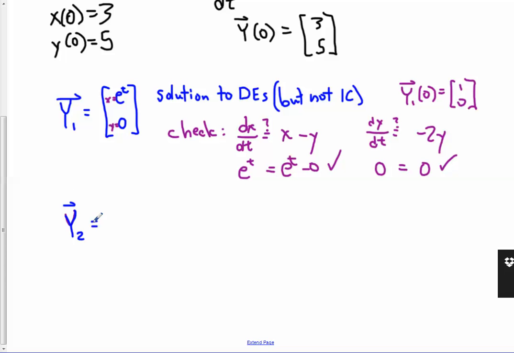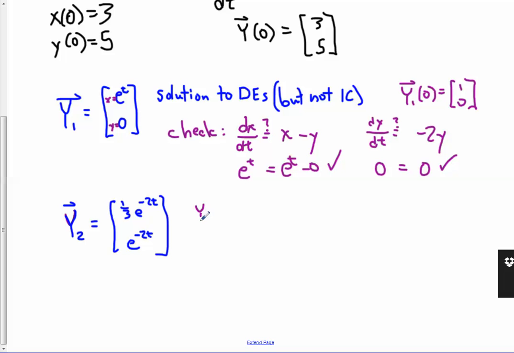Y2, and it's going to be 1/3 e to the negative 2t for x and e to the negative 2t for y. But I'm choosing to write these in the matrix form. I don't have to. I could have written x equals this, y equals that in both of these cases without putting brackets around them. Either way, the matrix notation is just an alternate notation that we can use. And again, I'm going to claim that this solution is a solution to the differential equations, but it doesn't satisfy the initial conditions.